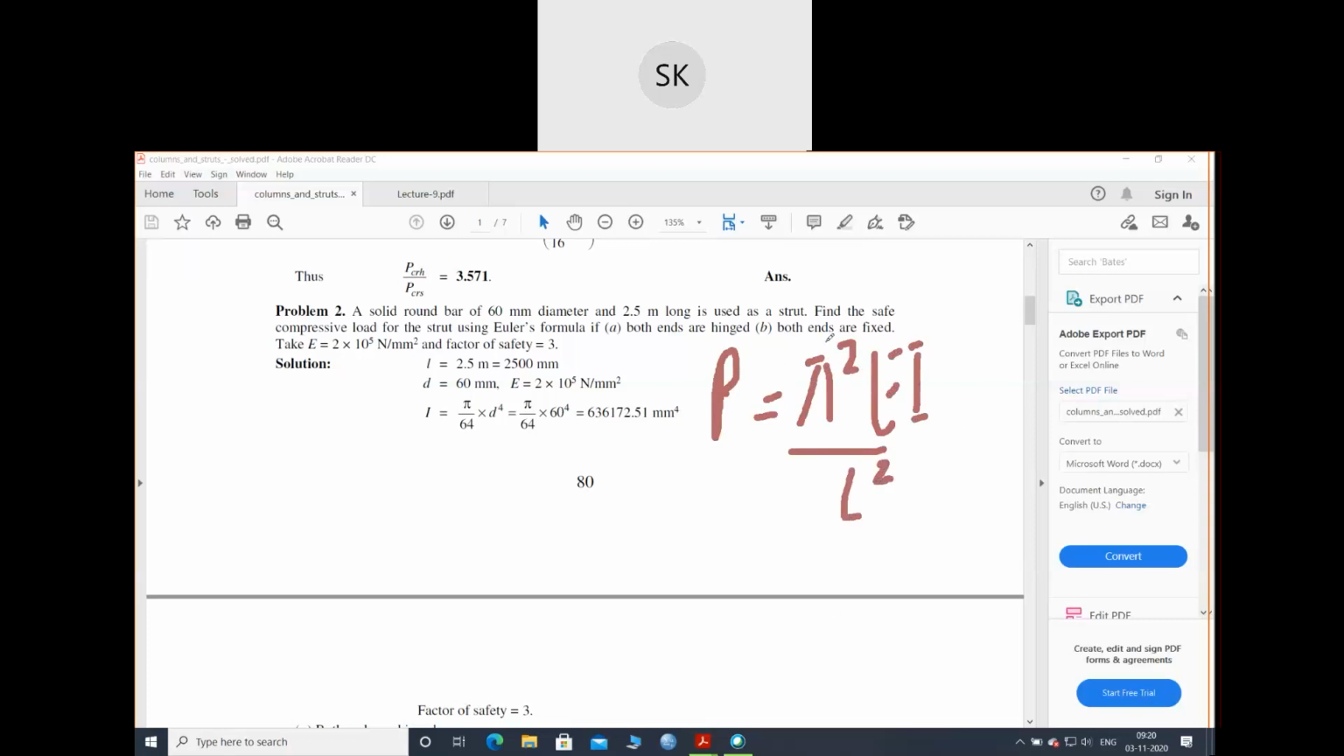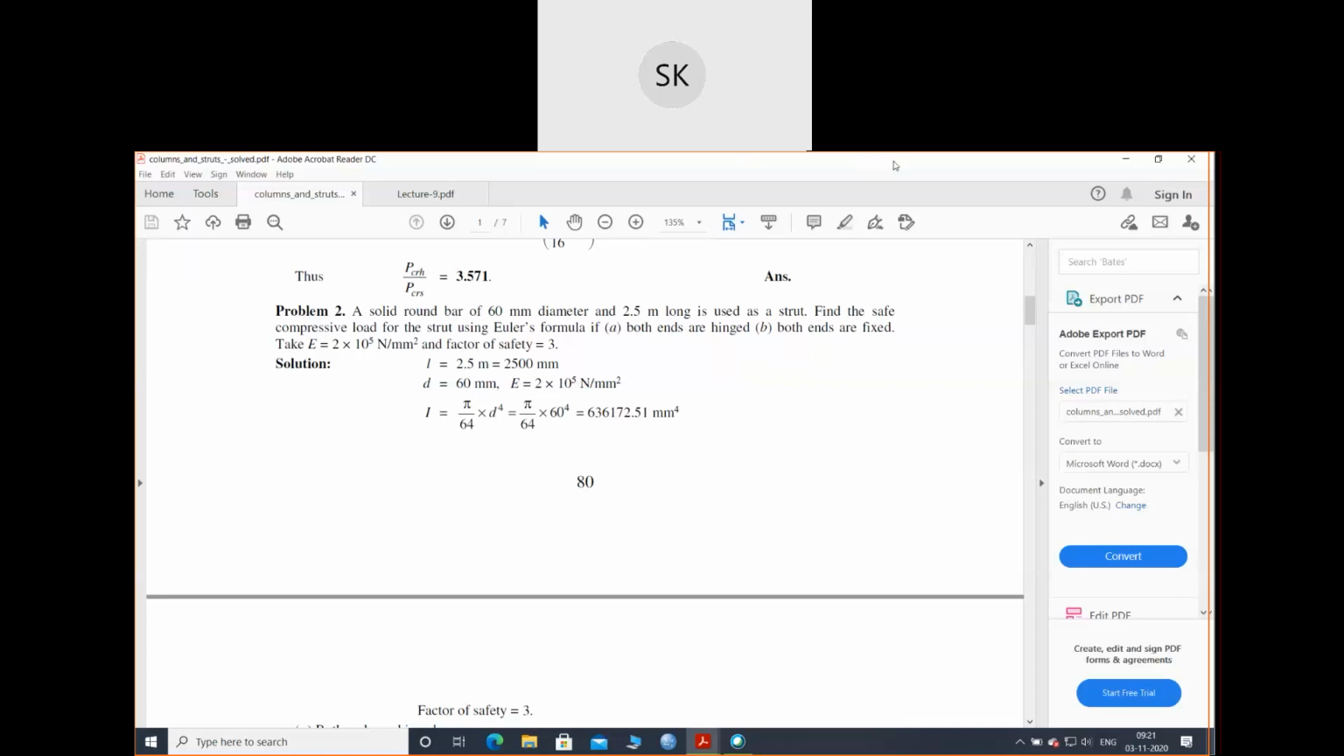If you go back to your previous class, the formula for Euler's load or crippling load was pi square EI by L square. So first of all, write all the given. Length is 2.5 meters, so convert the unit into mm. The diameter is given as 60 mm. Young's modulus is given as 2 into 10 to the power 5 Newton per mm square.